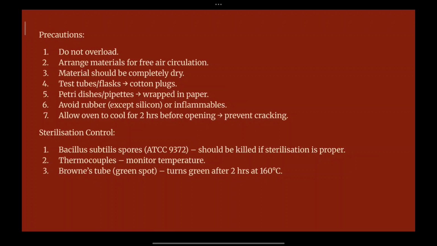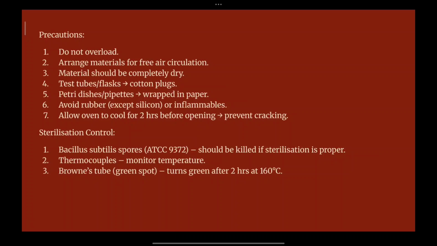The fourth precaution is that a test tube or flask should have a cotton plug in order to avoid the flow of hot air into them and the cracking of the test tubes or flasks. Petri dishes or pipettes should also be wrapped in paper in order to avoid direct exposure to the dry air or the hot air. Now avoid rubber because rubber can be melted or it can cause fire accidents inside the hot air oven, which is fatal. It can lead to bigger blasts. So rubber should be avoided and all the flammable materials should be avoided.